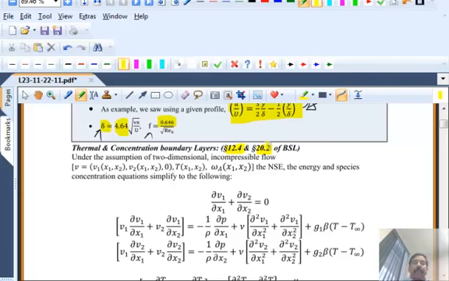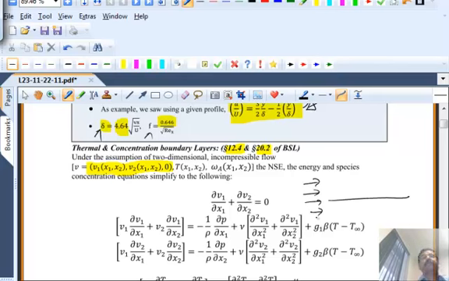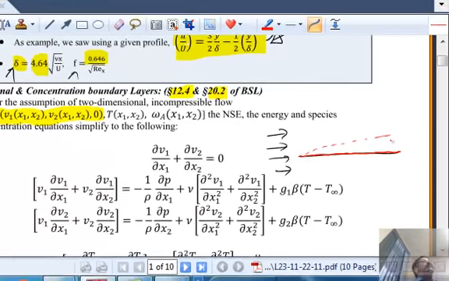Okay, so our problem is we have a two-dimensional flow field, and the geometry is, as before, a flat plate. And you have fluid approaching that flat plate. We know that the fluid forms a momentum boundary layer. Now, in addition, the plate is at a different temperature than that of the fluid.